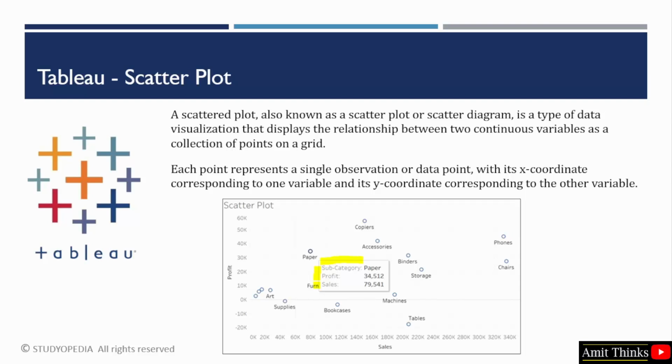When you keep the mouse cursor on a point, you will be able to see the tooltip. As for subcategory, we will visualize the relationship between sales and profit for different subcategories of products. Profit and sales are also visible, right?